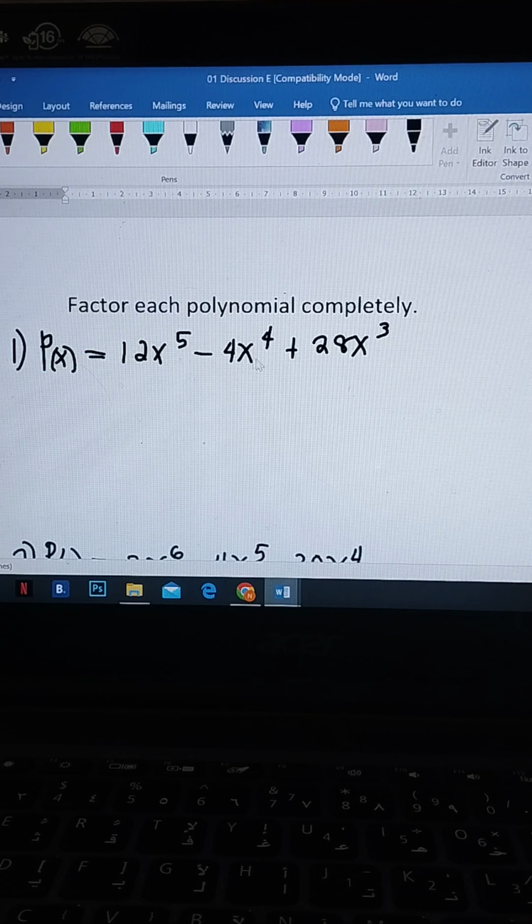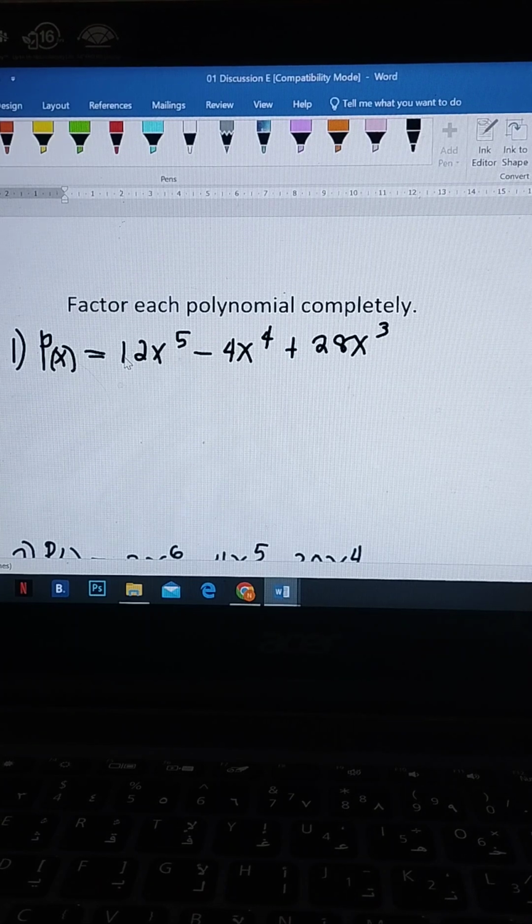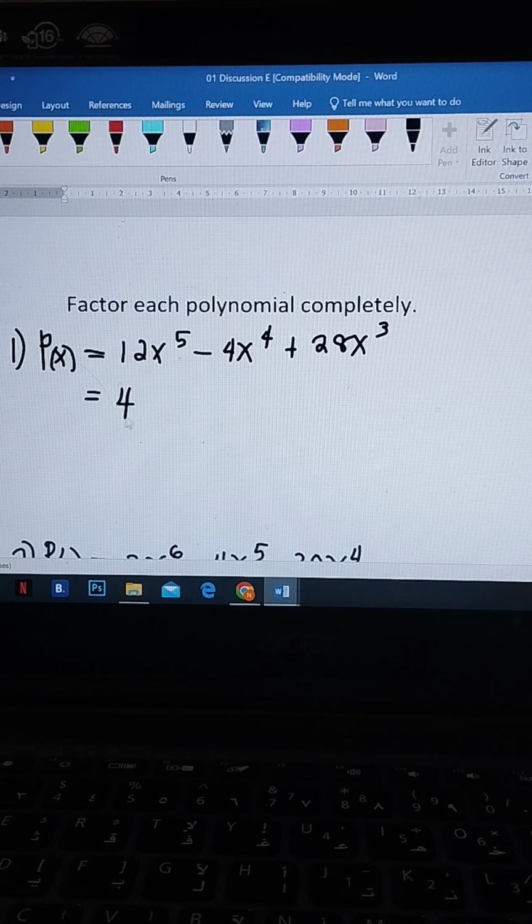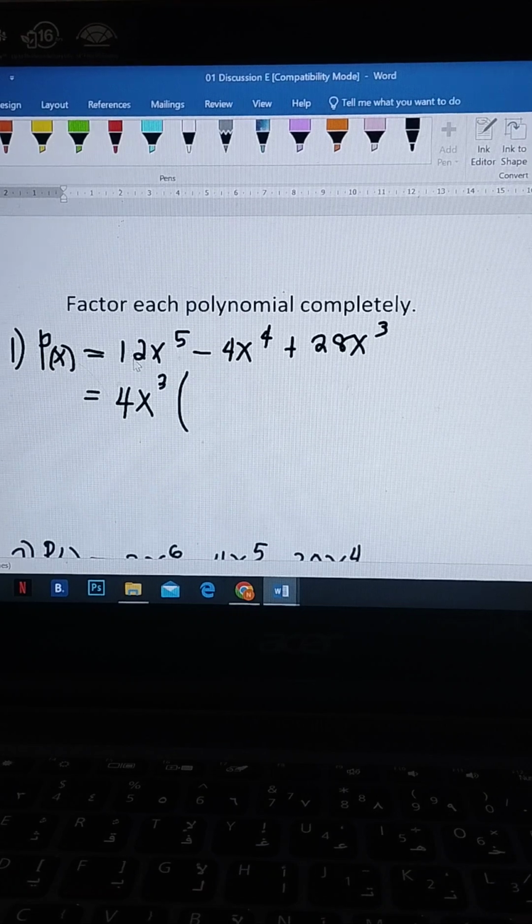Now as you notice, there is a common factor. The GCF of the coefficients is 4, so you bring out the 4. We also know that the GCF of x raised to 5, x raised to 4, and x raised to 3 is x raised to 3. Therefore the GCF is 4x cubed. 12 divided by 4 is 3, so 3x squared.